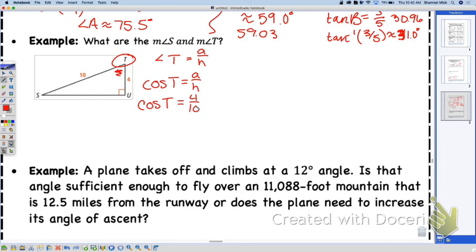You should be writing. Your pencil should be in your hand. So how do I find the angle then? Inverse cosine of 4 over 10. And I could reduce that, right, if I wanted to? Yeah. Okay, now before we put that in our calculator, we're going to find angle S.